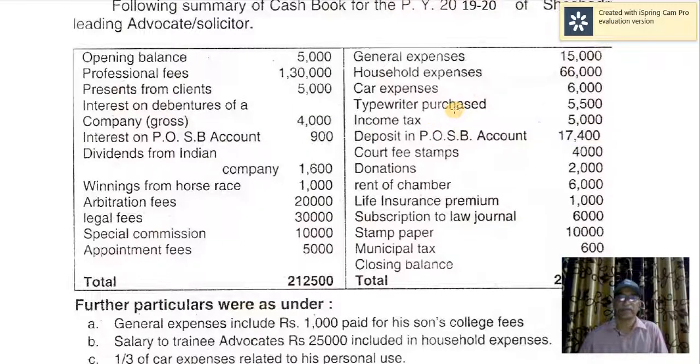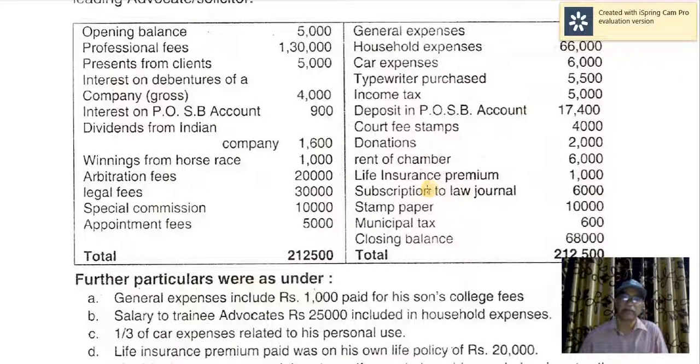Typewriter purchase, it is not allowed, but depreciation is definitely allowed. Income tax is personal expense. A deposit in post office savings bank account not relating to income from profession. Court fee stamps, that is an item of professional expense. Donations, that is not to be taken. And then rent of chamber, that should be taken. And then life insurance premium, not to be taken.